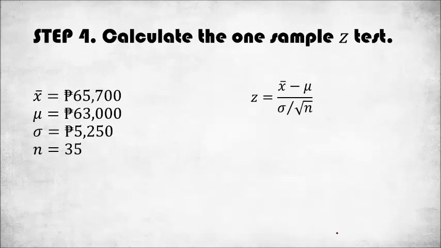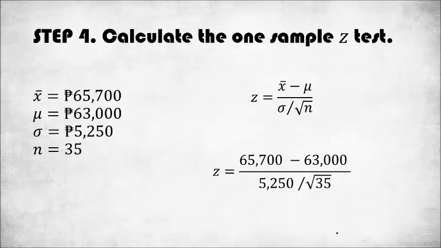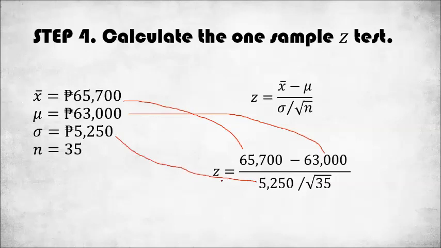Formula is sample mean minus population mean divided by the standard deviation over the square root of n. And then substitute all the given values. Sample mean is 65,700. Population mean is 63,000. Population standard deviation is 5,250. And the sample size is 35. Okay? You may directly input this on your calculator. So better kung meron kayong calcu para nasusundan nyo yung ating pagko-compute. Okay? Kung wala naman po, pwede kayong mag part by part.